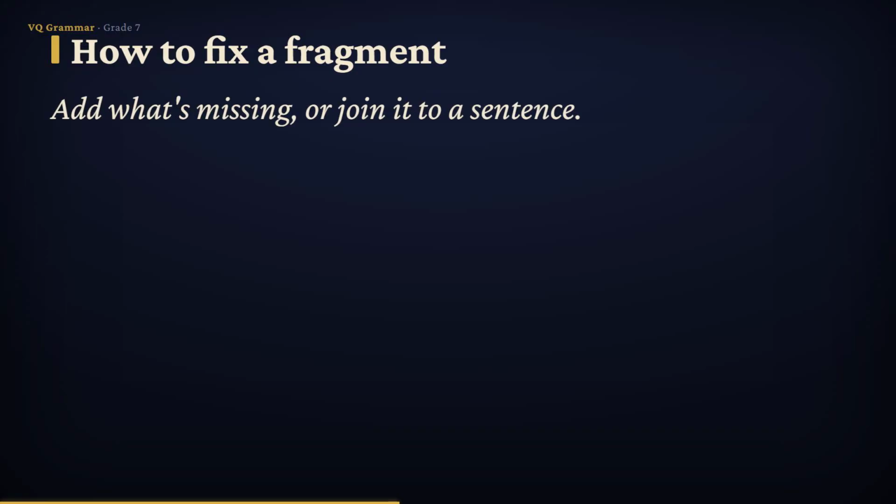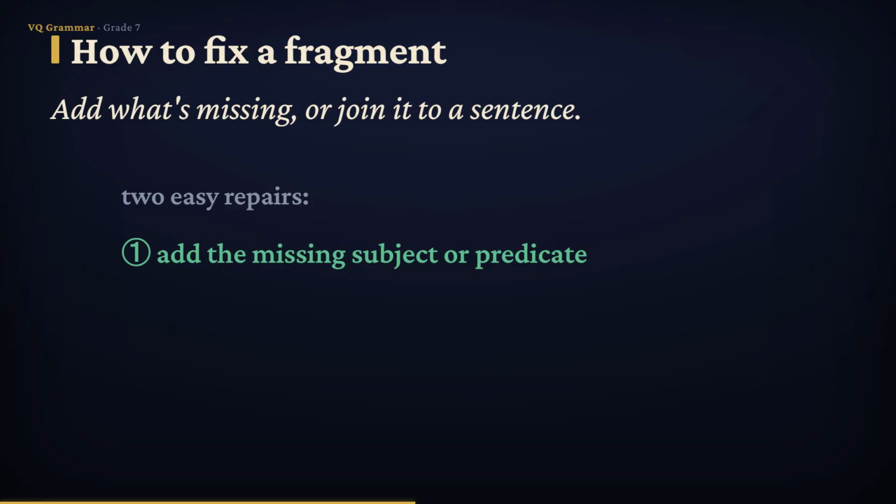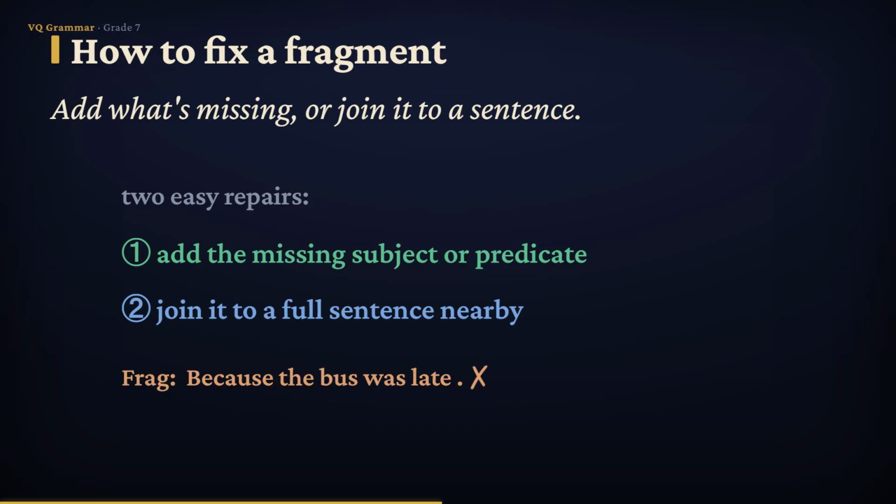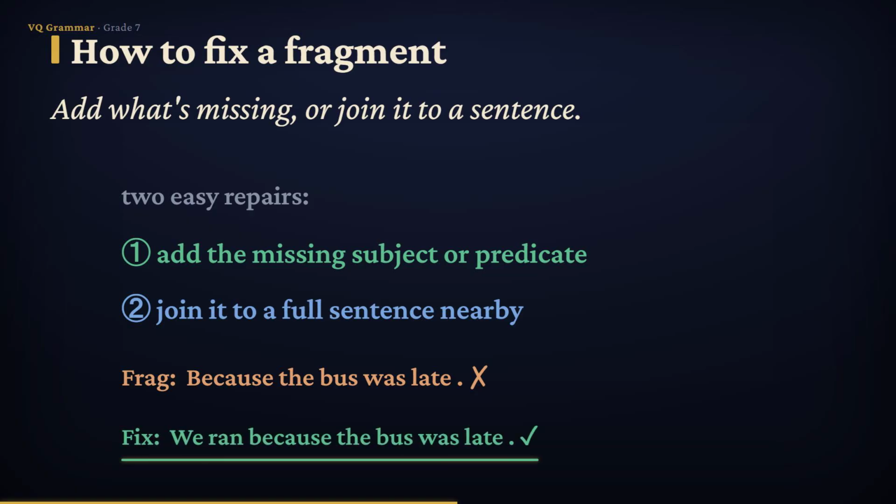So when you spot a fragment, how do you fix it? You have 2 easy repairs. First, you can add whatever is missing. Drop in a subject or add a predicate, whatever the fragment needs. Second, you can join the fragment to a full sentence sitting right next to it. Look at this fragment. Because the bus was late. On its own, it leaves us waiting for the rest, but join it to a complete idea. We ran because the bus was late. Suddenly it belongs, and the thought is finished. Either way, you give the fragment what it was missing.